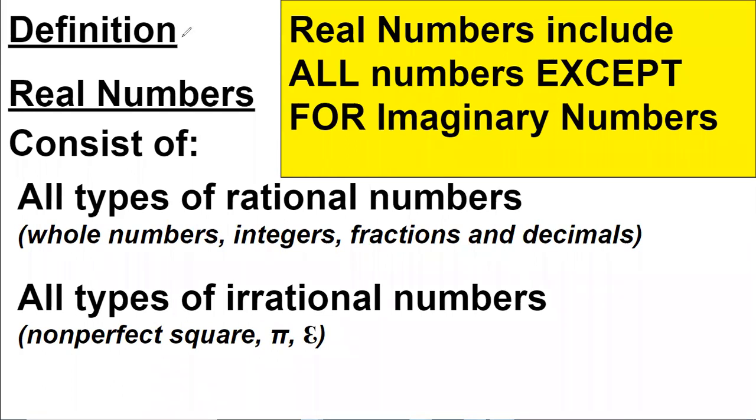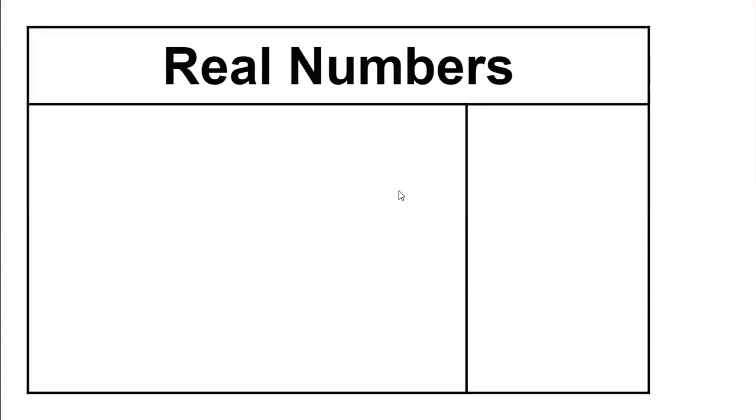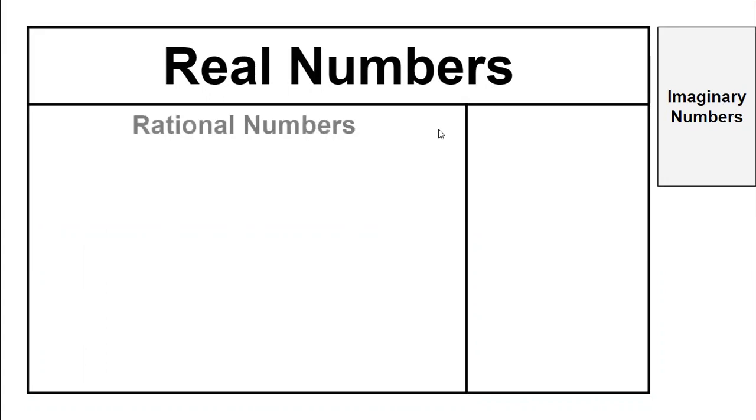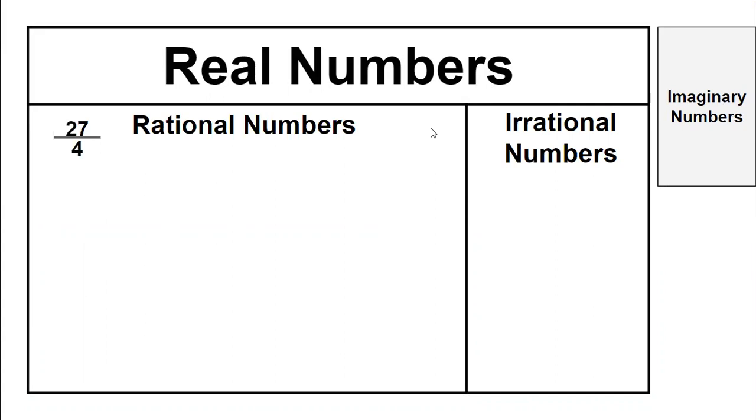You can never have a negative number under the square root sign, so that would be an imaginary number. Let's move on. A little bit more about real numbers. There are the imaginary numbers. They're outside of the real numbers. They're not real, they're imaginary. So we're just going to put them outside there so you can see where they belong. Real numbers are going to include the rational numbers and the irrational numbers, right? So what are some rational numbers? Anything that can be written as a fraction. So 27 over 4.